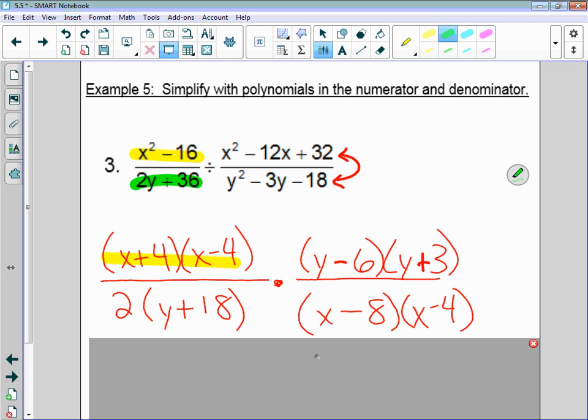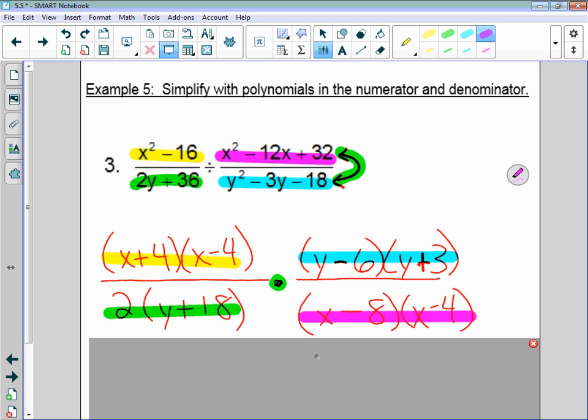The 2y plus 36, we can take out a GCF of 2 and factor that into 2 times the quantity y plus 18. Again, we're going to switch this into a multiplication problem, which again incorporates the switching of the numerator and the denominator. So the y squared minus 3y minus 18 will factor into the y minus 6 and y plus 3. And finally, the x squared minus 12x plus 32 will factor into x minus 8 times x minus 4.